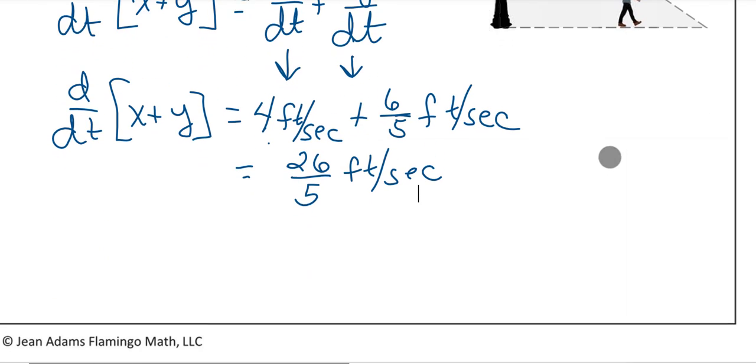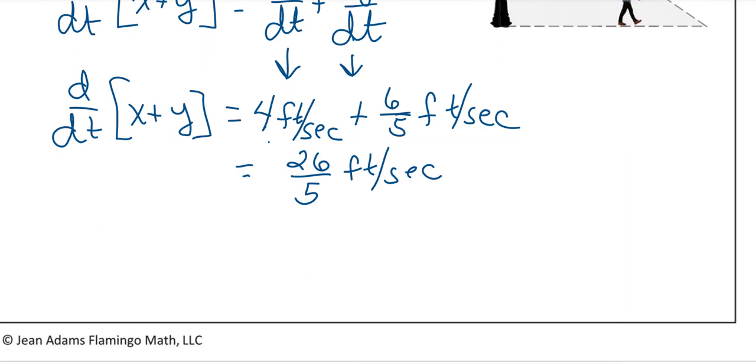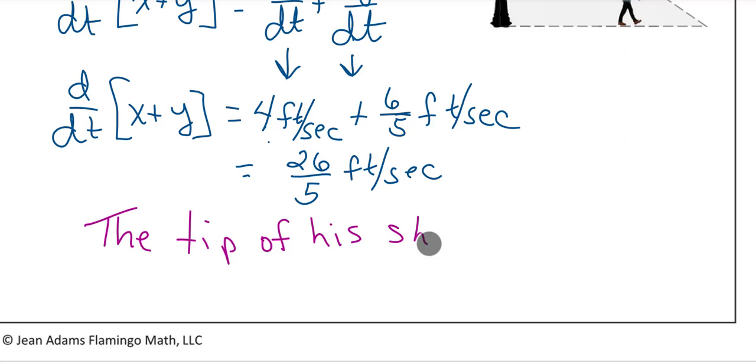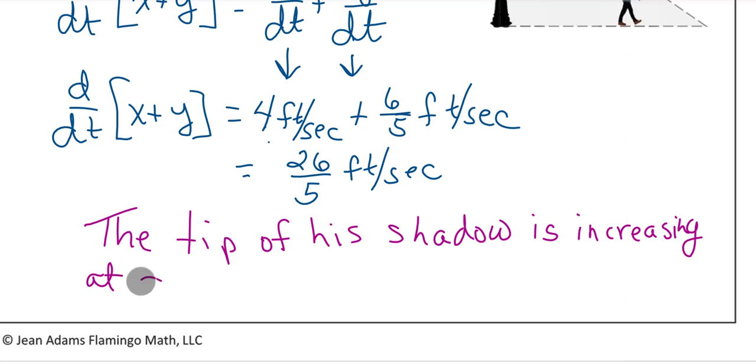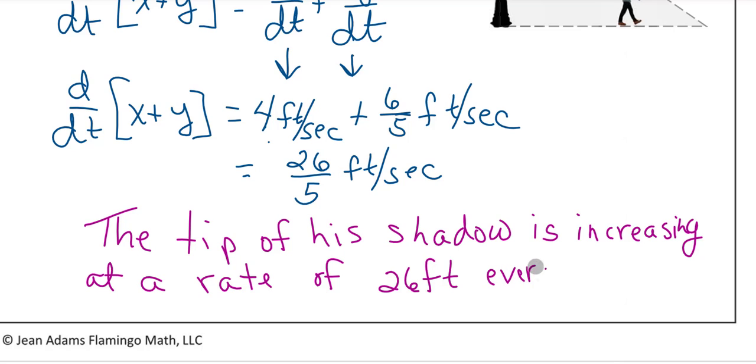So we can say then the tip of his shadow is increasing at a rate of 26 feet every 5 seconds.